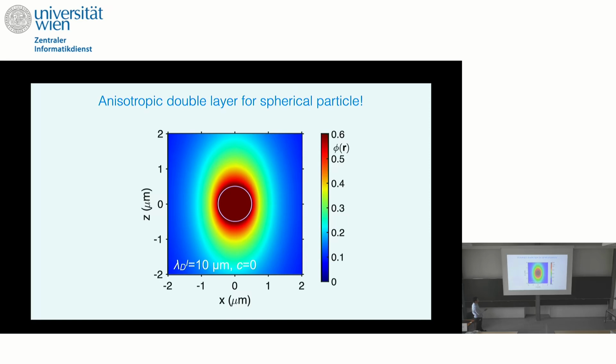So this is an example of such a solution. You have a spherical particle. Here we assumed that the director field is homogeneous in the z direction. Depending on the tensorial components of this dielectric constant, in this case you get a prolate spheroidal shape. So instead of a spherical double layer that you would get in an isotropic medium, you get an extended double layer.